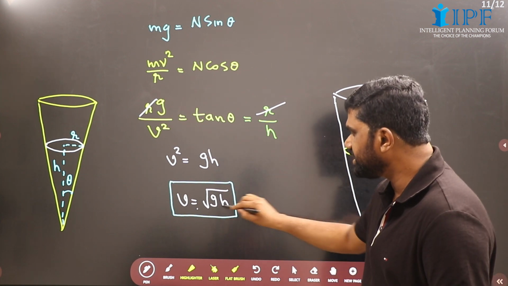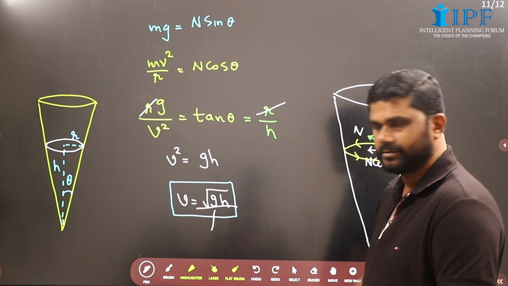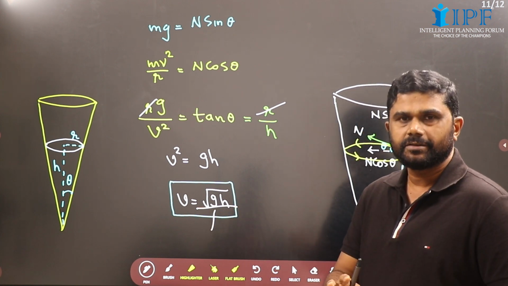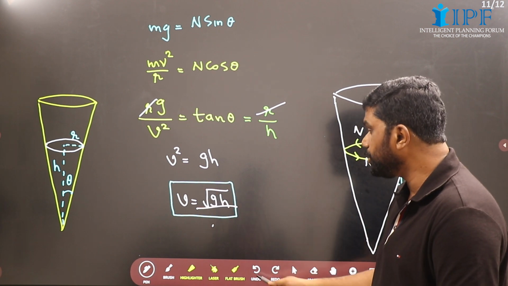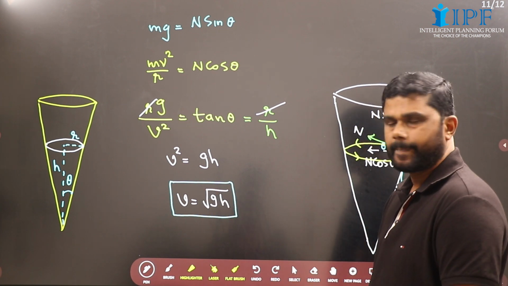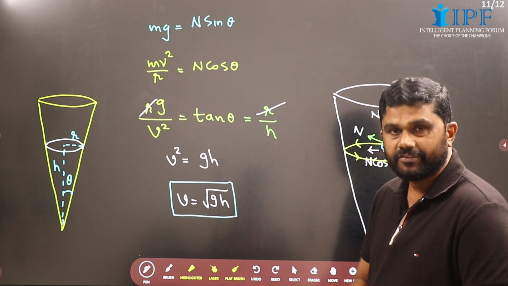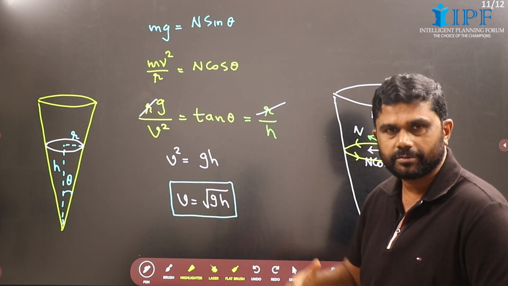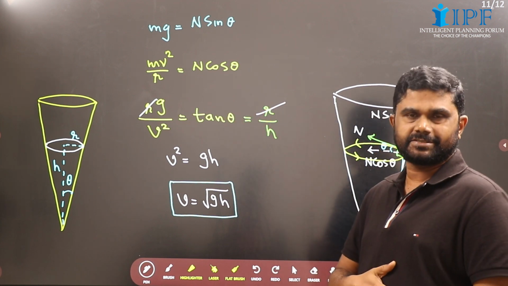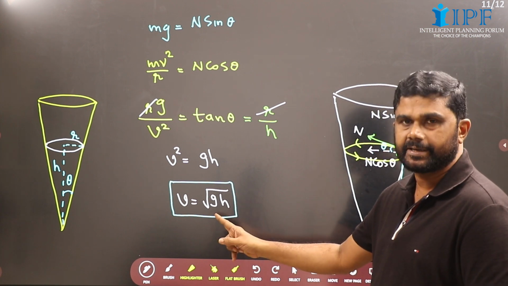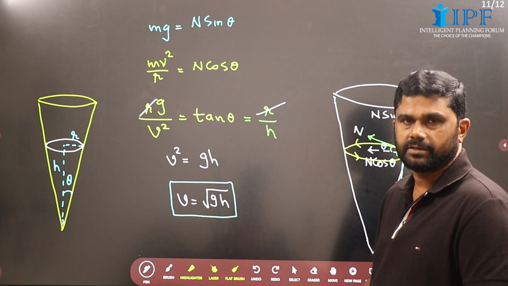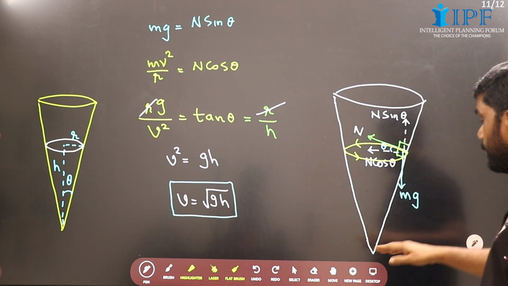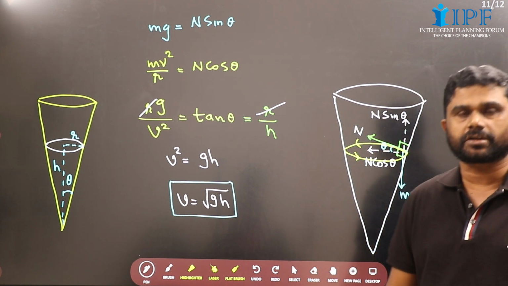Root gh means it is actually root gh by 1, in the denominator, 1 only. So all the factors are in the numerator. So v equal to root gh. When h is more, v will be more. When h is less, v will be less. This is the speed with which the particle can revolve in a horizontal circle at a height h above the vertex of the inverted cone.